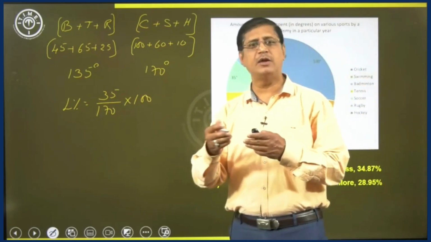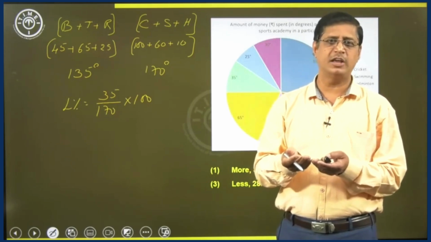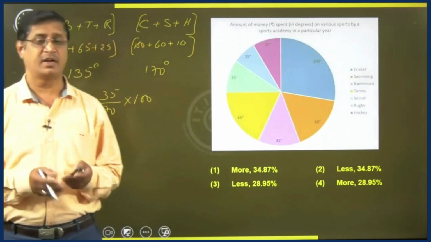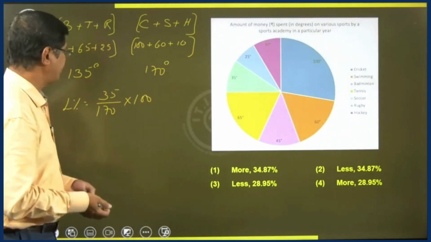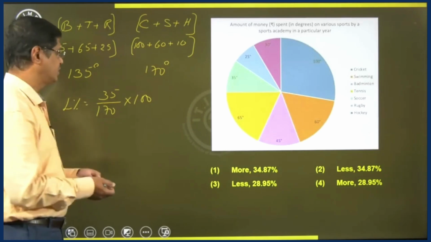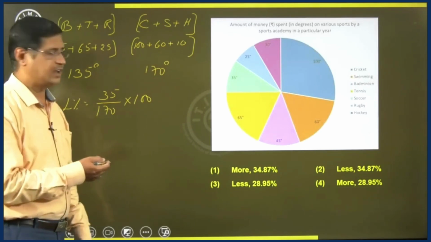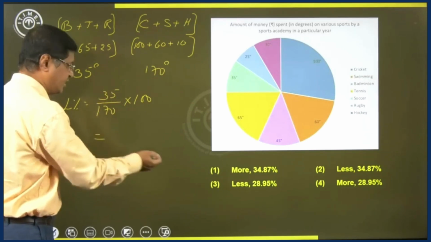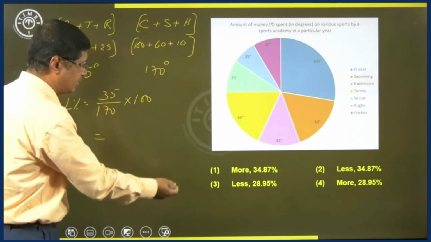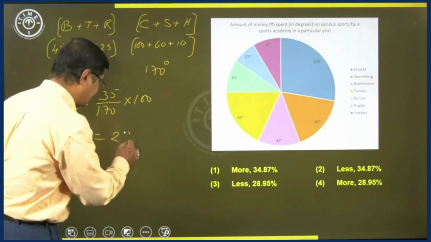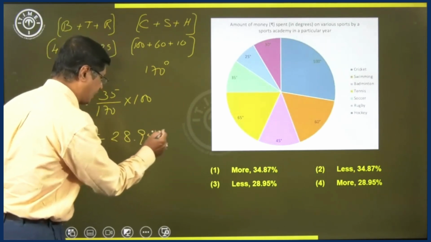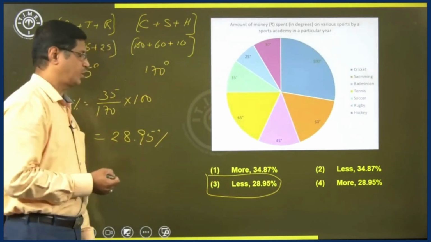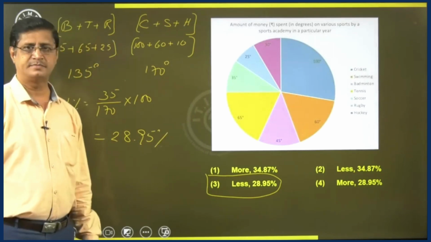Now 140 plus 30 means approximately 5 times. Not exactly, approximately. Approximately 5 times means nearly how much? Nearly 20%. 4 to 5 times of the value. So what is the discussion here? Less percentage by 20, what is the right choice? 28.95. Option number 3. Third choice is the correct answer.